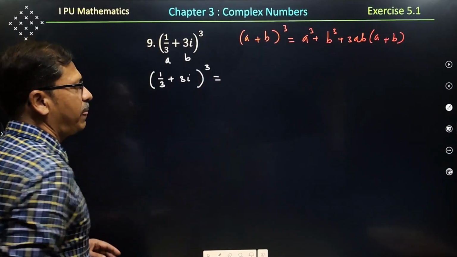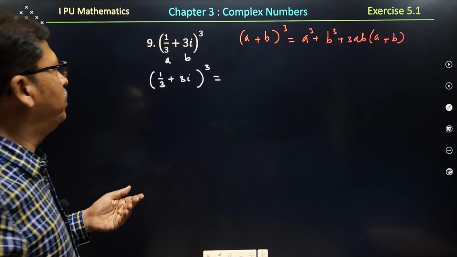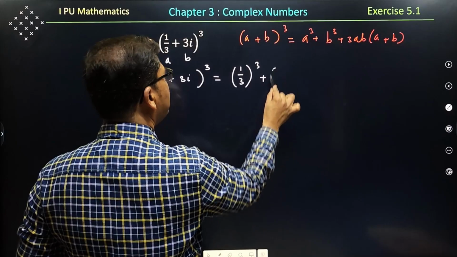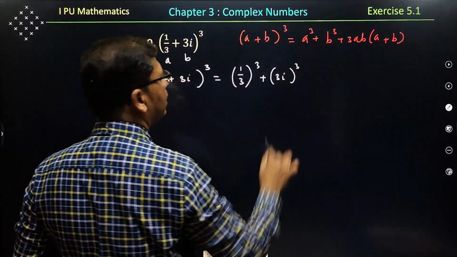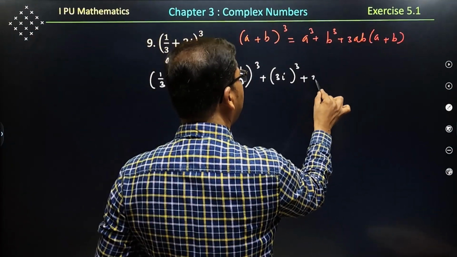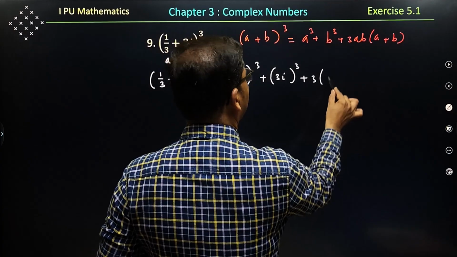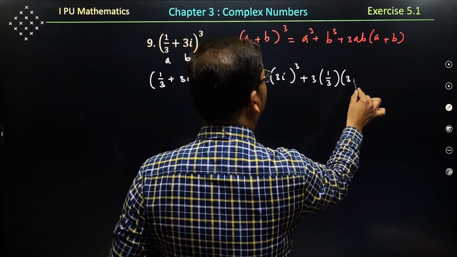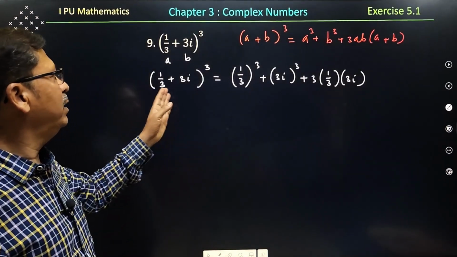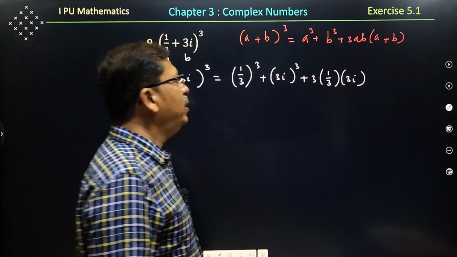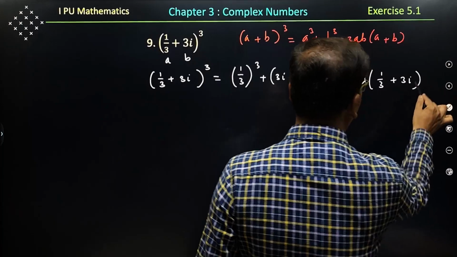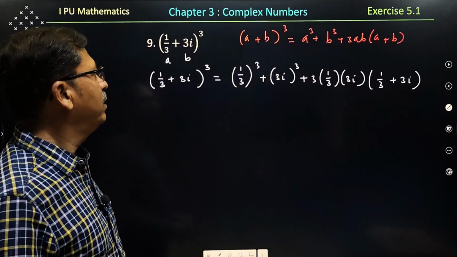This is equal to a cube plus b cube, that is 1 by 3 to the power 3, b cube is nothing but 3i to the power 3, plus 3ab, that is 3 times a is 1 by 3, b is 3i, 3ab into bracket a plus b, that is 1 by 3 plus 3i. You must be able to apply that formula. Okay, let us simplify this.